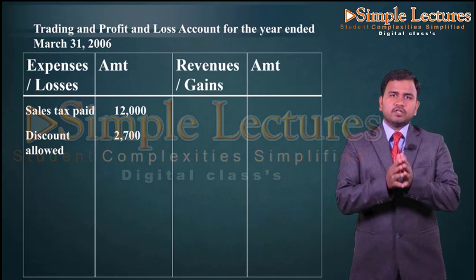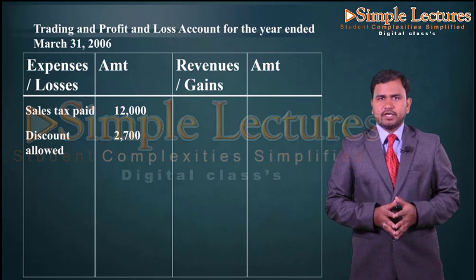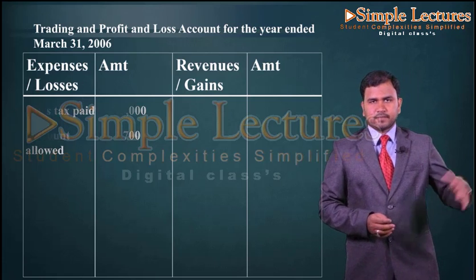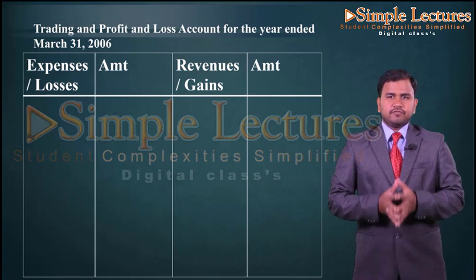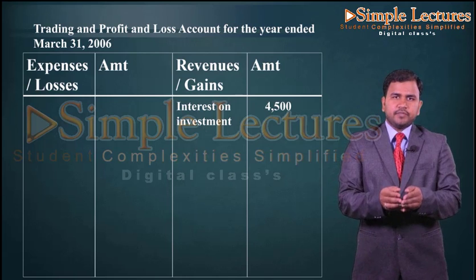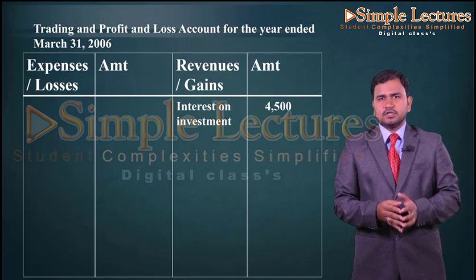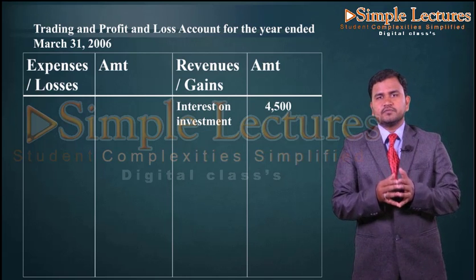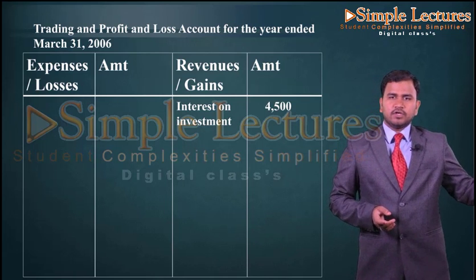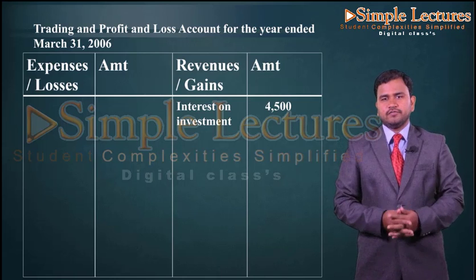So now all the entries we have recorded in the expense side, and let us see what are the entries we are going to record in the revenue side. So coming to the revenue side, we have interest on investment. So what investment we have made, on that we are going to receive the interest, which is income for us, which is a revenue. So in the revenue side, interest on investment 4,500.